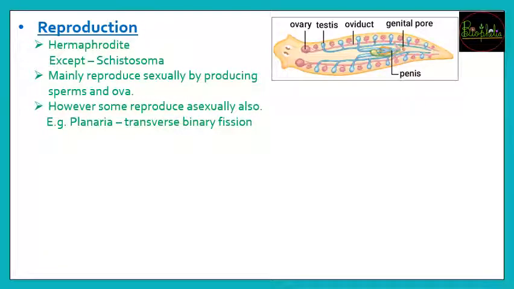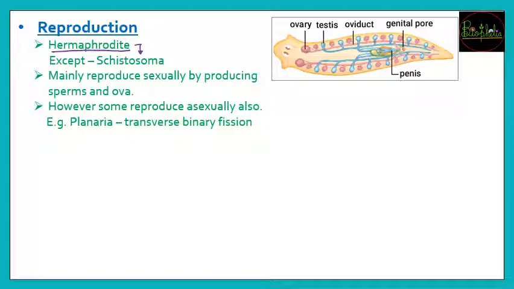Now moving ahead with the next, that is reproduction. In reproduction, the flatworms are going to be hermaphrodite. Hermaphrodite means both the sex organs are going to be in the single organism or single body. The exception that you need to remember is Cystostoma. Cystostoma is not going to be hermaphrodite. Their organs would be present in two different bodies.